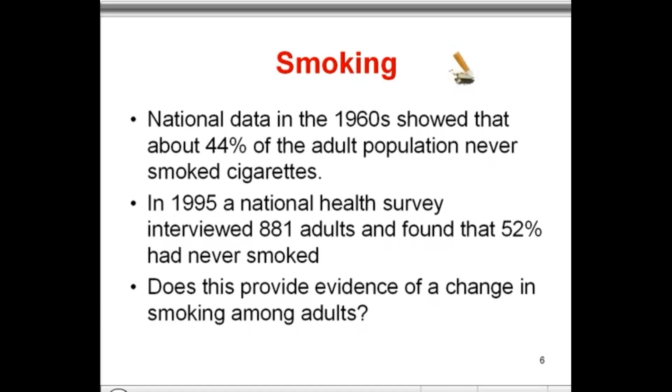Here's an example. In the 1960s, about 44% of the population had never smoked cigarettes. 35 years later, in 1995, data was collected on 881 adults, and it showed that in this sample, 52% of the adults had never smoked. The sample suggests that the percent who never smoke rose during that 35-year period. There certainly was a lot of research during that time that confirmed the tremendous health risks for smokers, and a lot of media attention was given to these health risks. So was the data collected in 1995 strong enough to conclude that the percent of non-smokers had in fact increased? Or could it be due just to chance fluctuations?